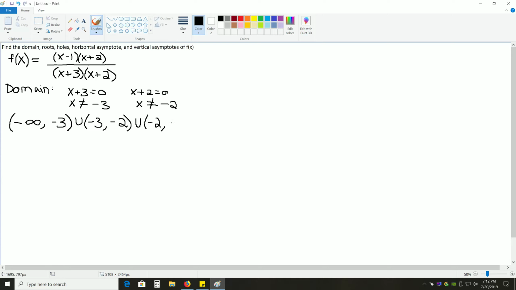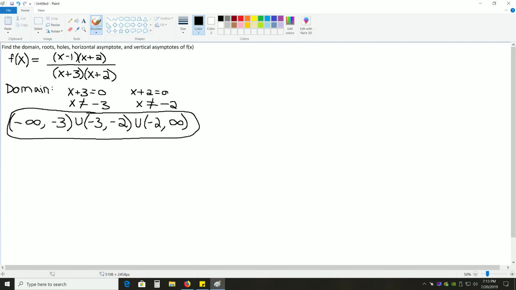And we'll continue on until our next gap, which of course there is no more gap that can occur, so this will go all the way to positive infinity, and this is our domain. Negative infinity to negative 3, union negative 3 to negative 2, union negative 2 to positive infinity. All real numbers except negative 3 and negative 2.